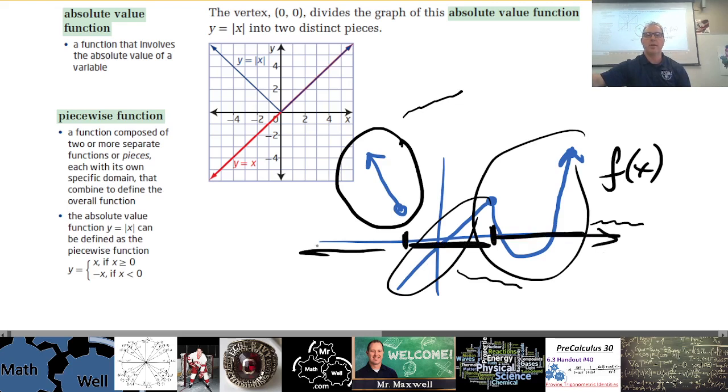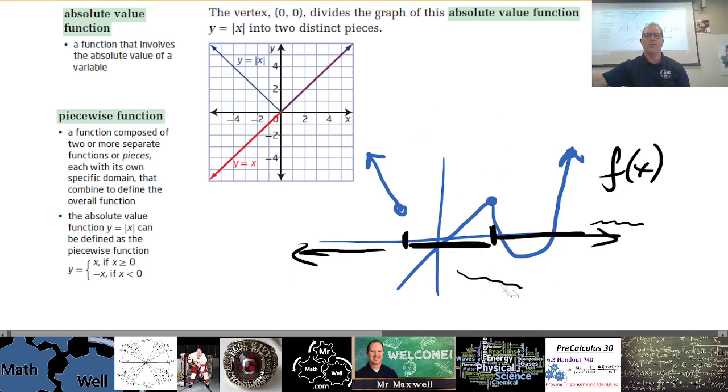And so piecewise functions are going to be important for us to be able to graph and interpret graphs of things that are not typical one-expression functions. That's what's going to come up in Pre-Cal 30 and Calculus for you. But right now, this is where we start to learn about this.